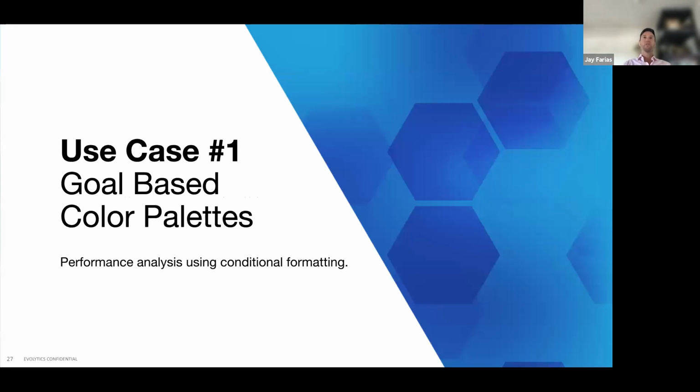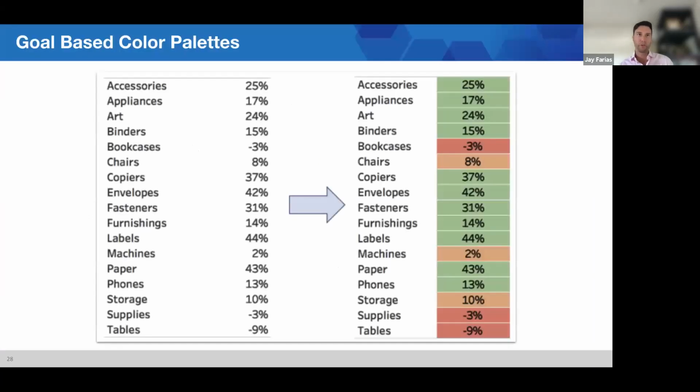All right, so getting into use cases. Now let's look at how we can solve some technical issues with color palettes. You might recognize this first one, goal-based color palettes: performance analysis using conditional formatting. This is one that we actually did a few years ago at the last TUG that we hosted at Park U. It's just a great use case for color palettes.